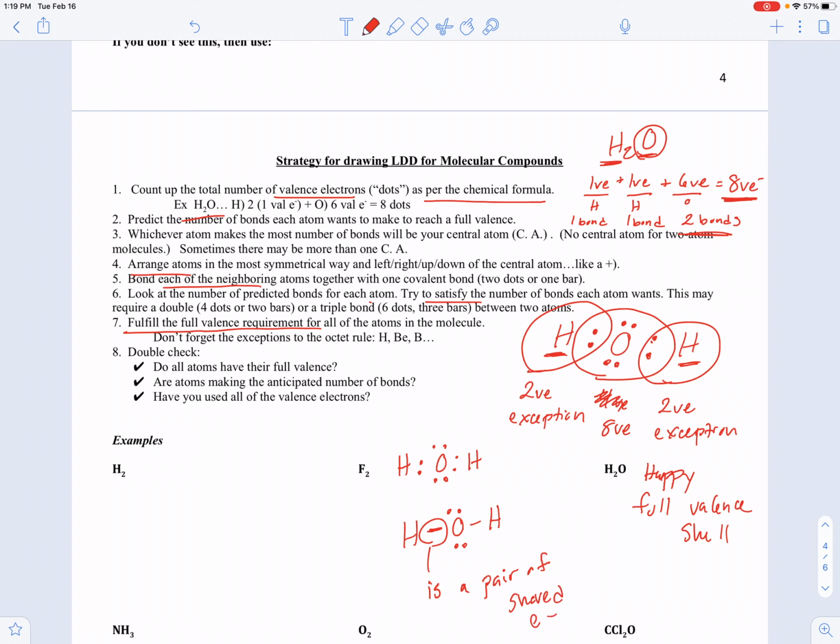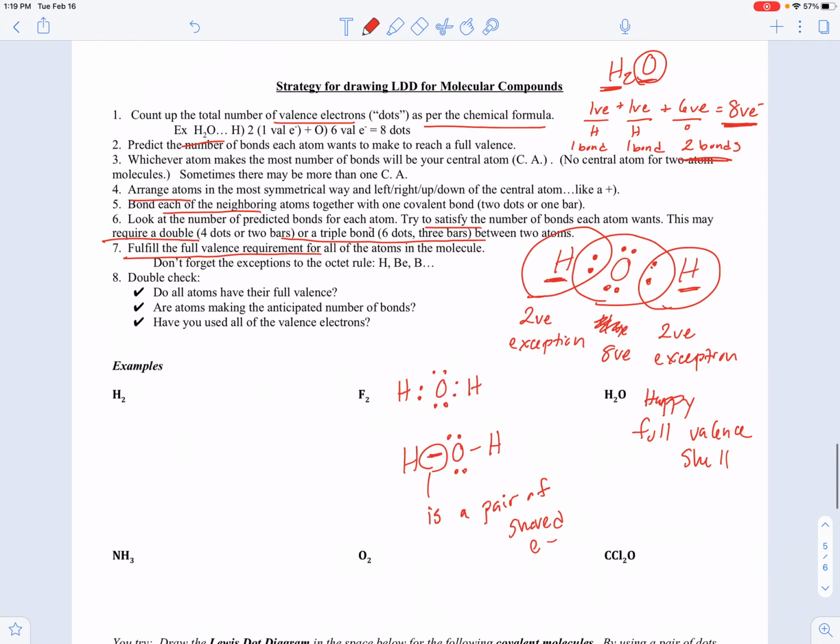Now it gets even trickier. Sometimes what's going to end up happening is that they're going to start making multiple bonds. So if we need to, they might start making double or triple bonds in order to satisfy the number of bonds they want to make. So I think oxygen, O2, is going to be a good example of this. So I'll do another problem with you.